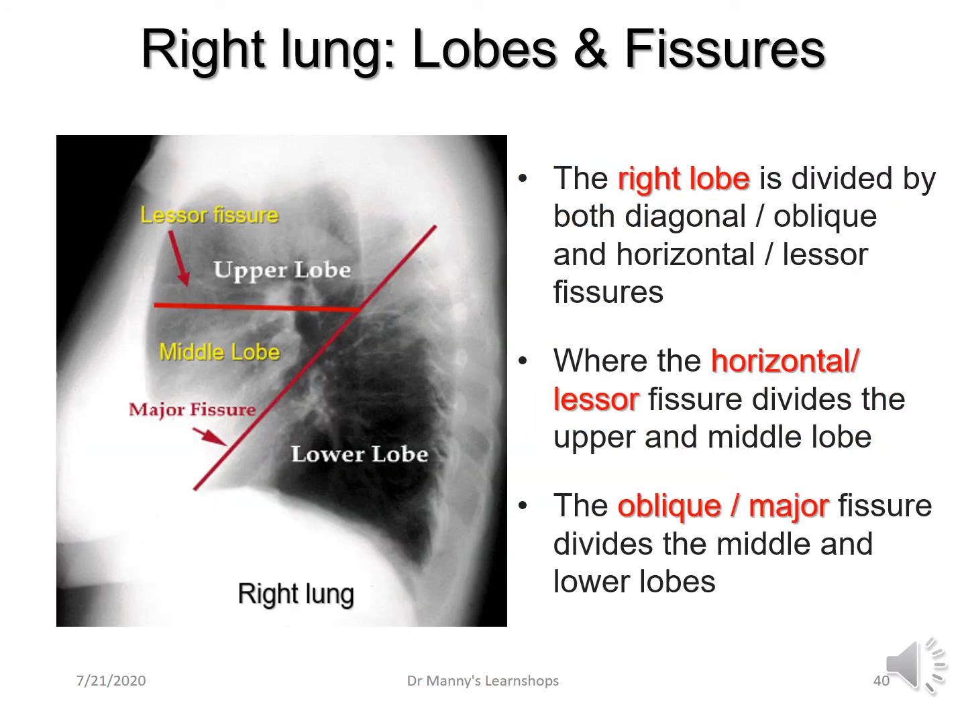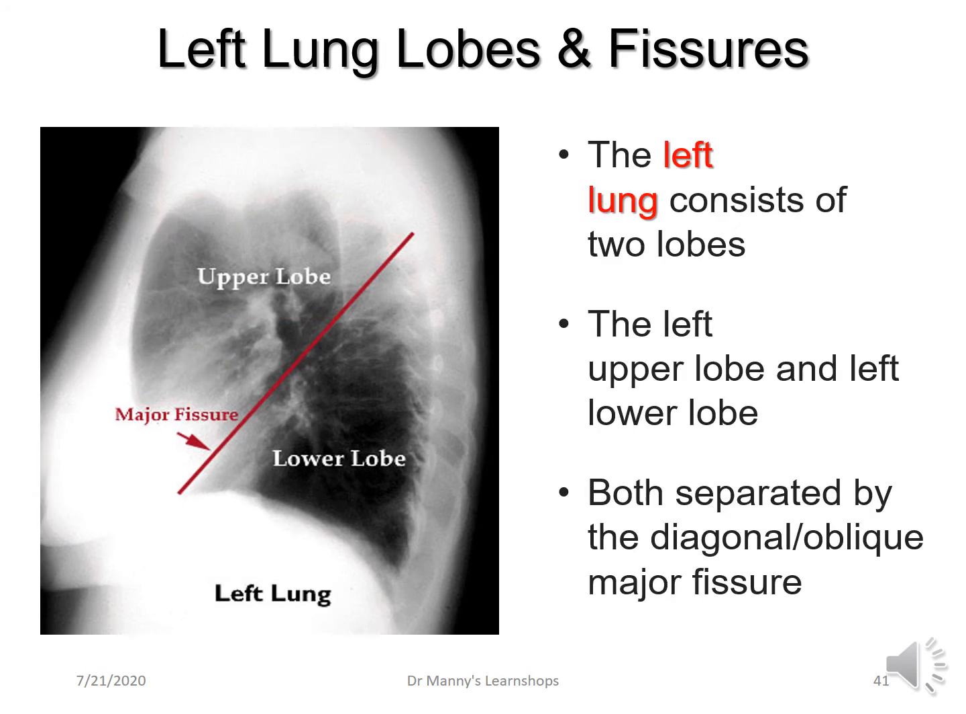Then you've got the right lung, and this consists of the lobes and fissures. The right lung again is divided by the diagonal, oblique and horizontal lesser fissures, where the horizontal lesser fissure divides the upper and middle lobe, and the oblique fissure divides the middle and lower lobes. The left lung consists of 2 lobes, as we said, the left upper lobe and left lower lobe, and both are separated by the diagonal and oblique, the major fissure.